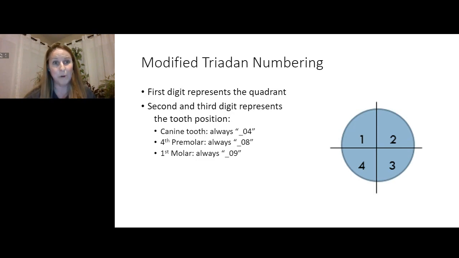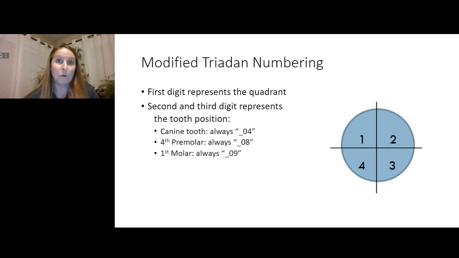So let's chat real quickly about this. We use the modified Triadan numbering system. This is really important because when we're using this 1, 2, 3, 4 for our quadrants, the first digit is going to represent the quadrant. So our 100 quadrant is going to be our upper right quadrant. The 200 quadrant is going to be our upper left quadrant. 300 is going to be lower left, and then 400 is going to be our lower right. We need to keep that in mind as we go through all of these radiographs.